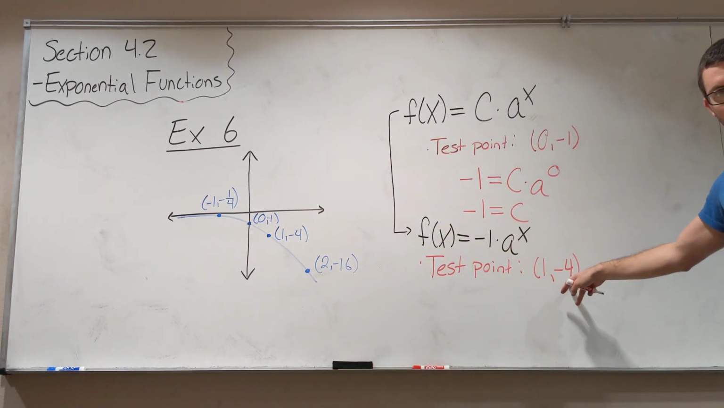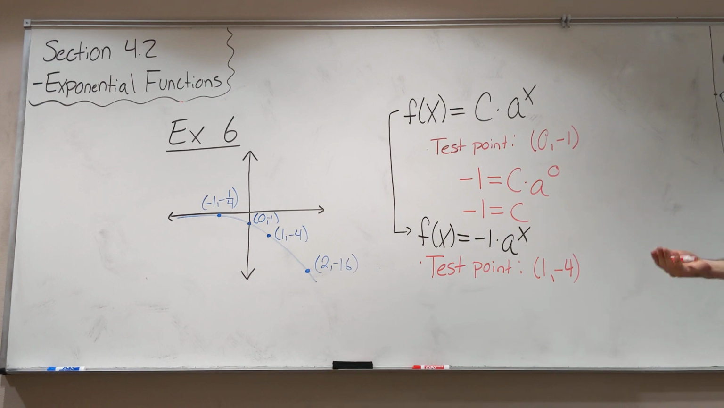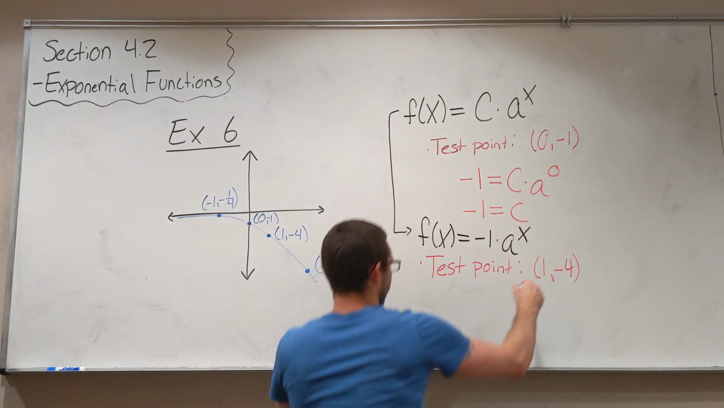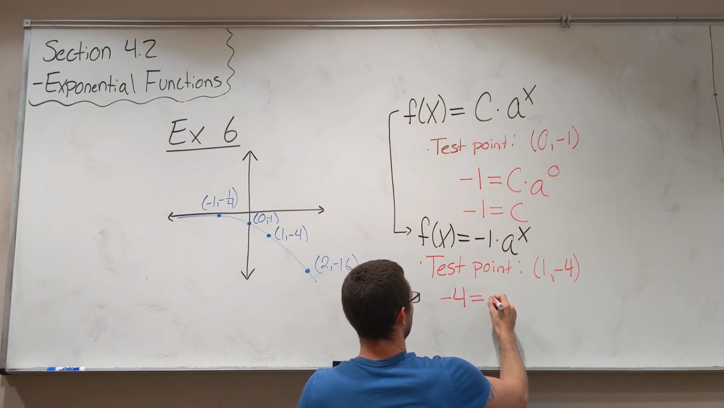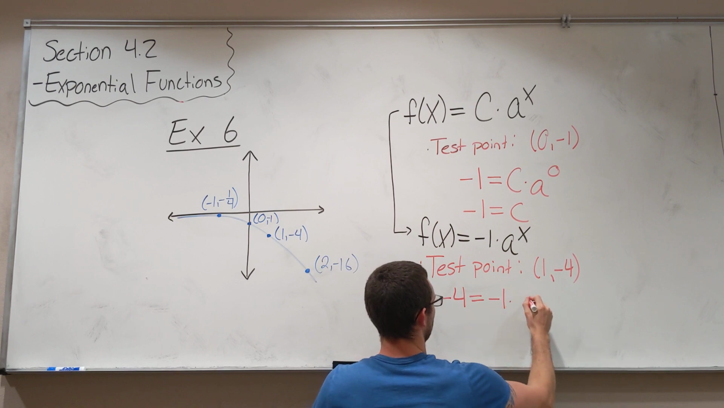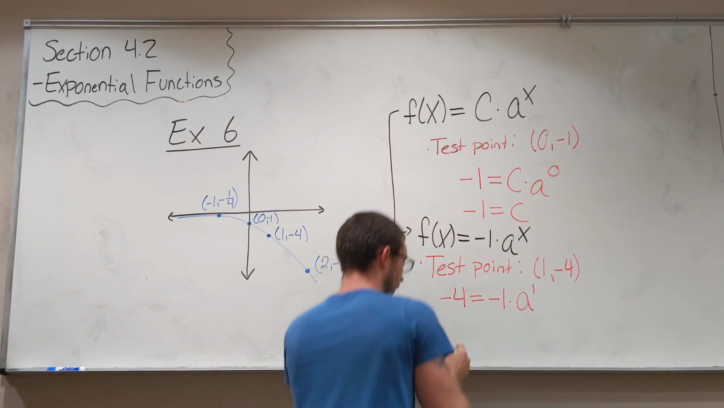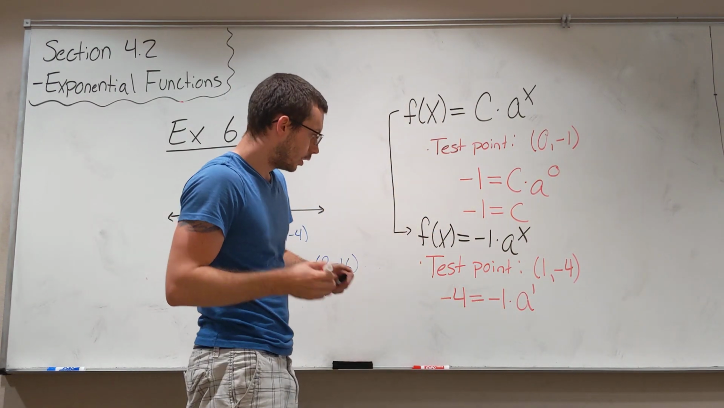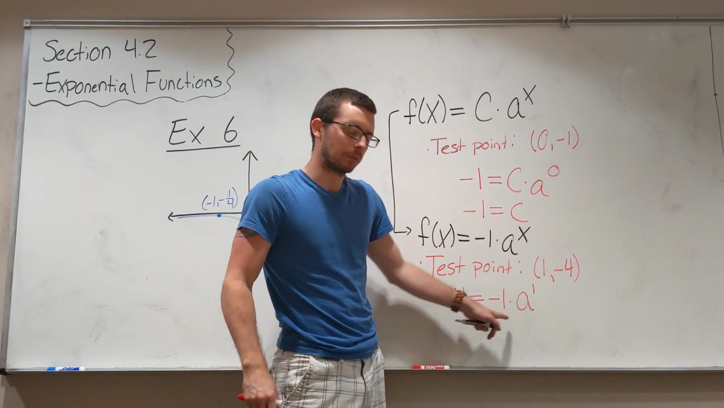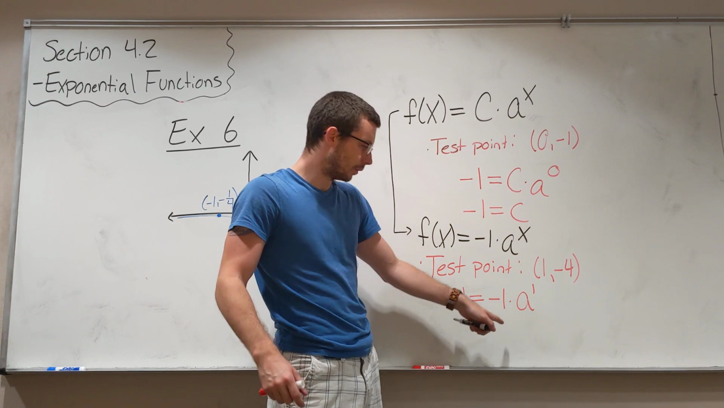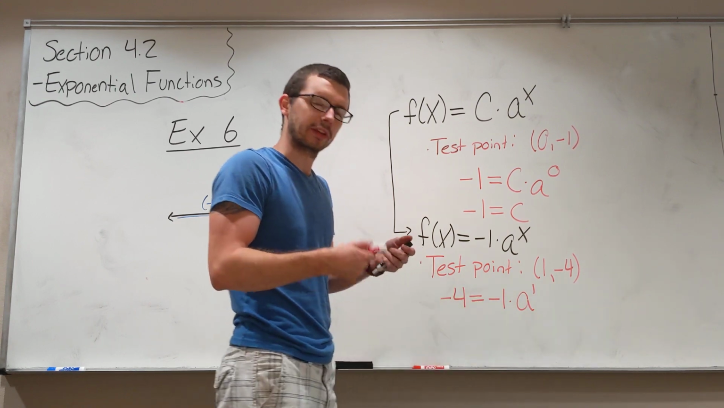So I'm picking this test point. Again, it's a temporary x and y value that we choose to determine the missing value. So it says -4 for technically y. We get this here. Well, a to the first power is just a. We can multiply or divide, it doesn't matter. -1 on both sides, and we just get that a is 4.